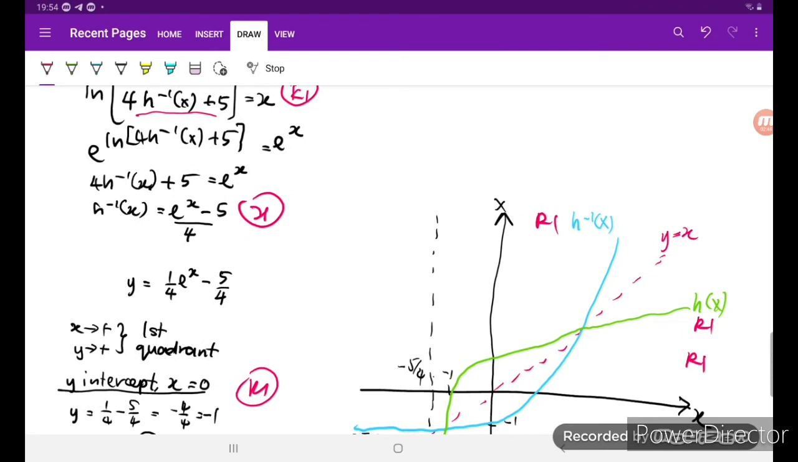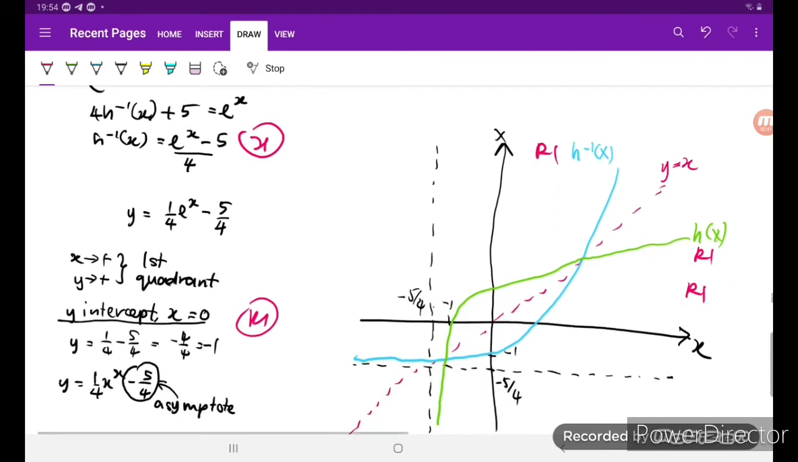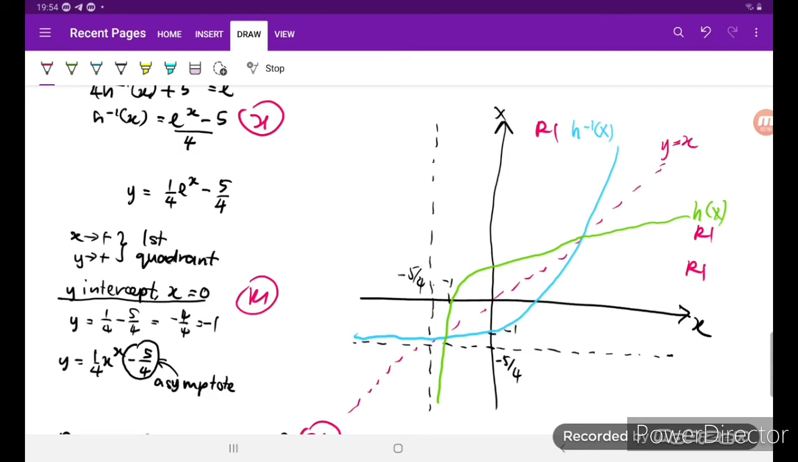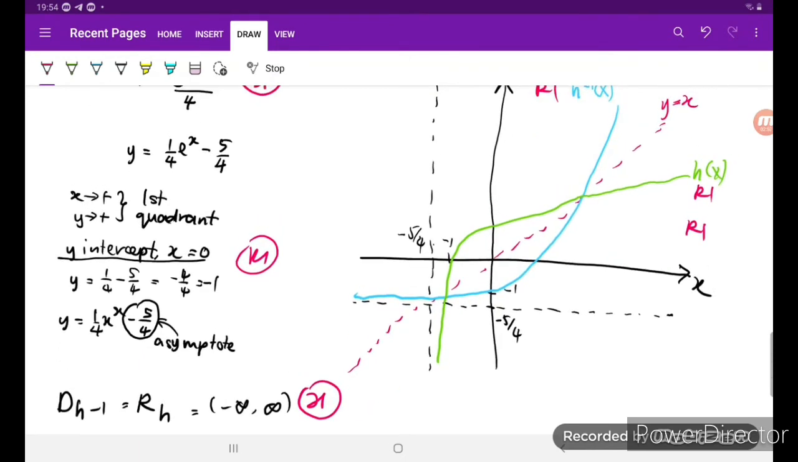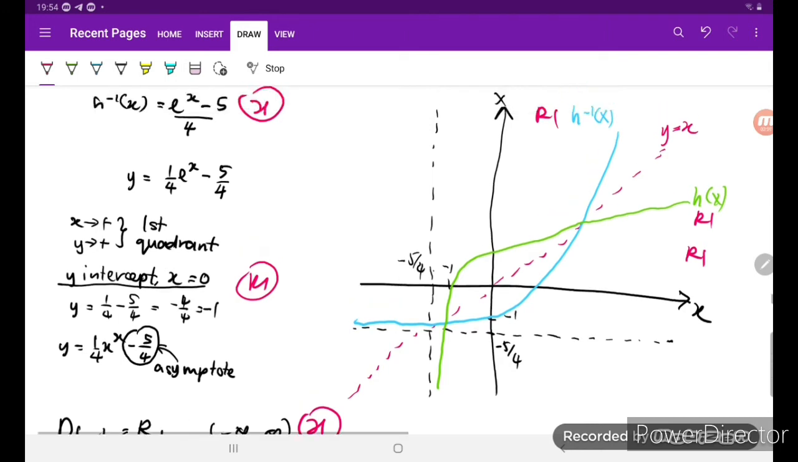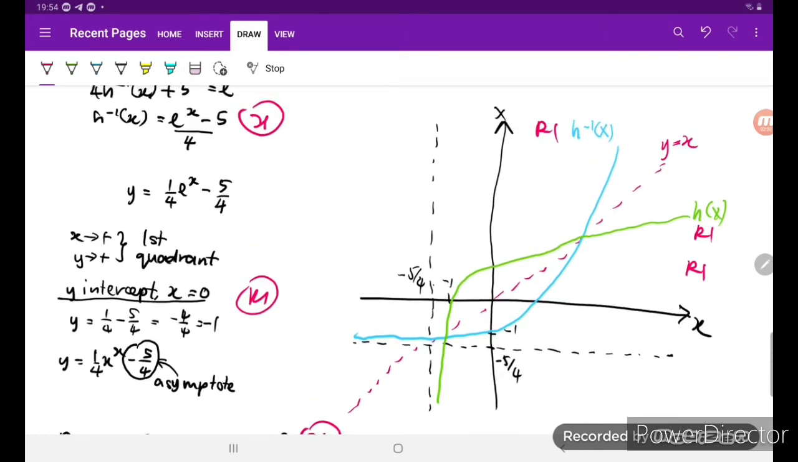Sketch both graphs on the same diagram. I choose to sketch exponential function. So when I calculate the y-intercept and asymptote, I will get K1. Okay, and then when I sketch the graph, I sketch one correct graph, I get R1. I get another correct graph, I get another R2. Okay, and then both correct, I will get another one.